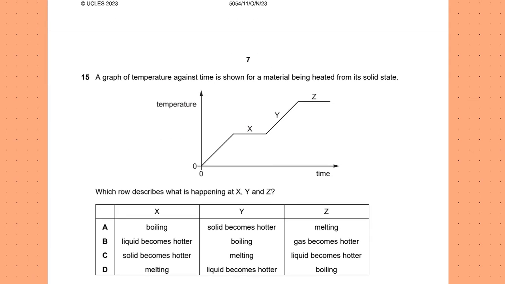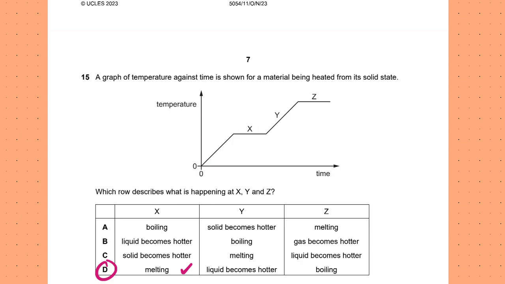All right, 15. A graph of temperature versus time is shown for a material being heated from its solid state. Which row describes what is happening at X, Y, and Z? Obviously, the horizontal regions must be state changes because the temperature is constant. If you look at this, obviously either of these could be melting or boiling because this is being heated up, right? But could this be boiling? If this boils, then it becomes a gas, and after that there are no more states of matter after gas. So this must be melting, this must be boiling. So X must be melting, so yeah, it's just option D here.